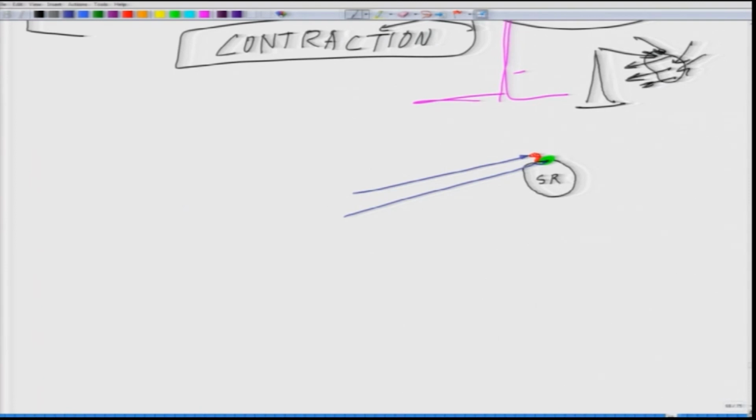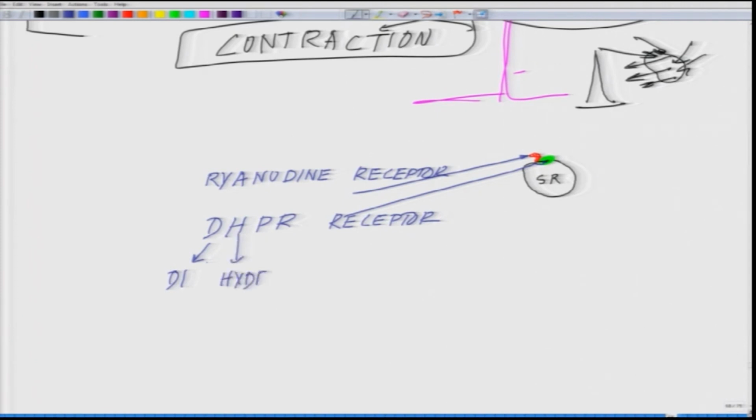one is called ryanodine receptor, the other one is called DHPR receptor. These are calcium channels. Okay. D stands for dihydro, H stands for hydro, P stands for pyridine, R stands for receptors.